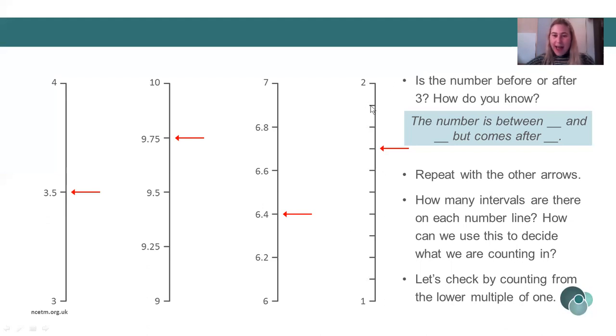And for the last one, our whole has been split into 10 equal groups. So hopefully you realise we need to count in tenths, but we're not counting from 0, we're counting from 1. So let's count in tenths from 1. 1, 1 and 1/10, 1 and 2/10, 1 and 3/10, 1 and 4/10, 1 and 5/10, 1 and 6/10, 1 and 7/10, 1 and 8/10, 1 and 9/10, 2. And we can see where our arrow is.